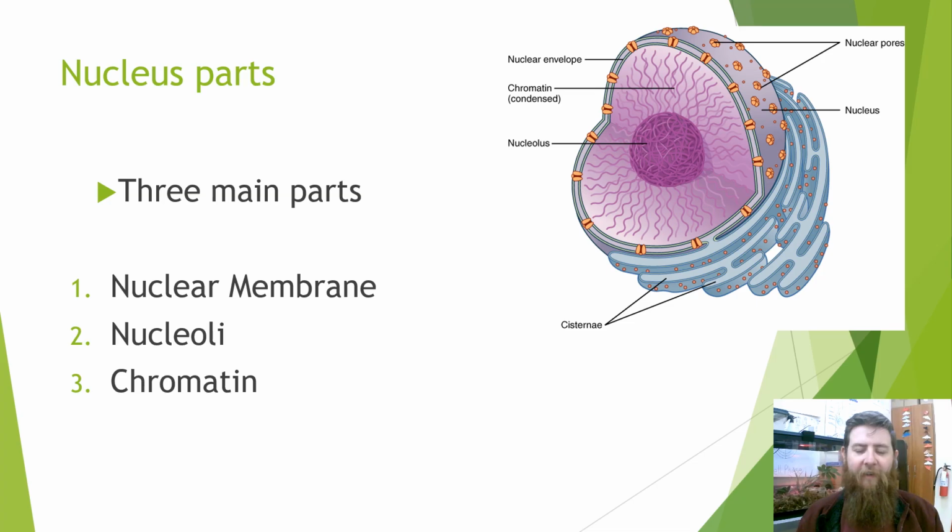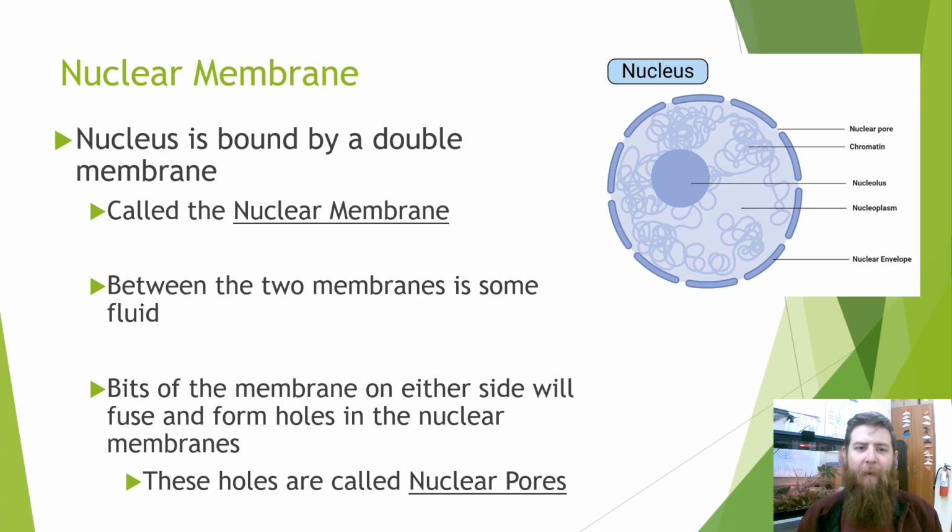The nucleus can be broken down into three main parts. It's got the nuclear membrane, nucleoli, and then chromatin. The nuclear membrane is a double-bound membrane. We call it the nuclear membrane because it surrounds the nucleus. It's a lot like the cell membrane, but it's a nuclear membrane.